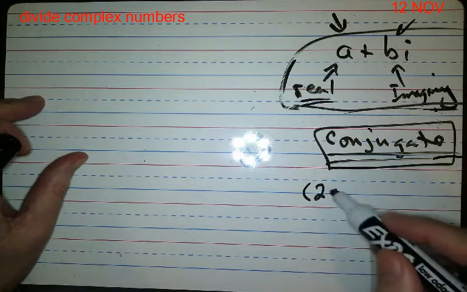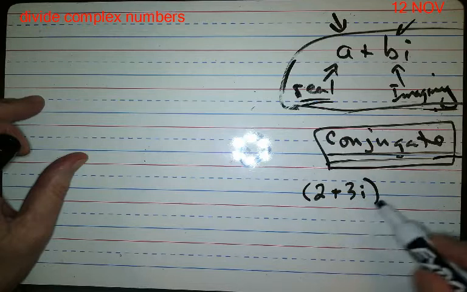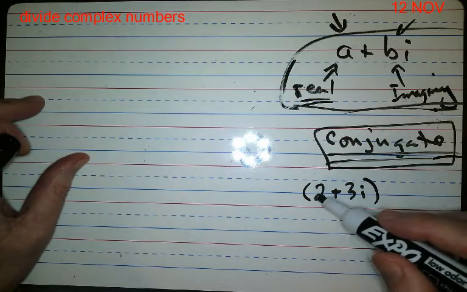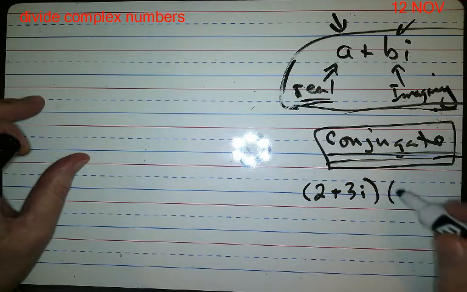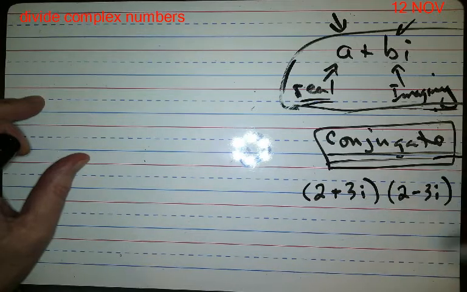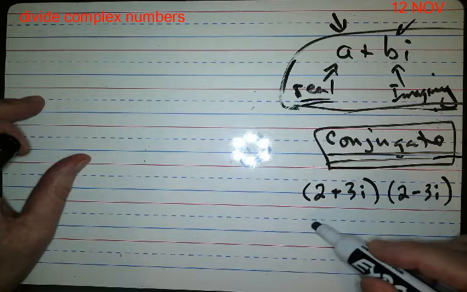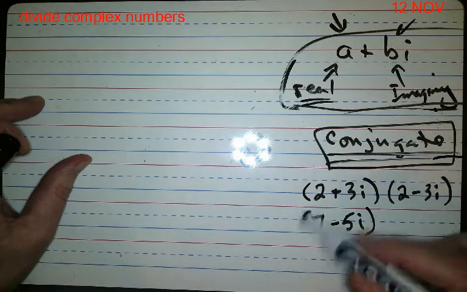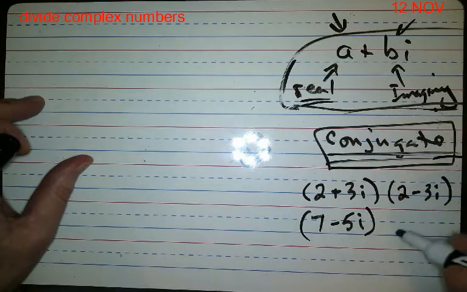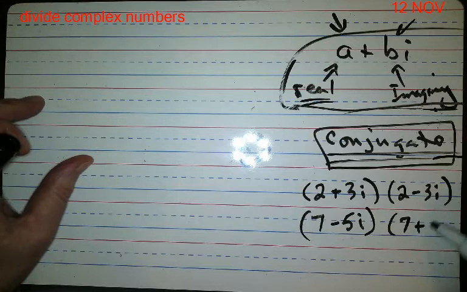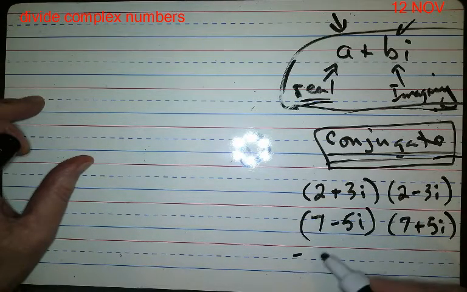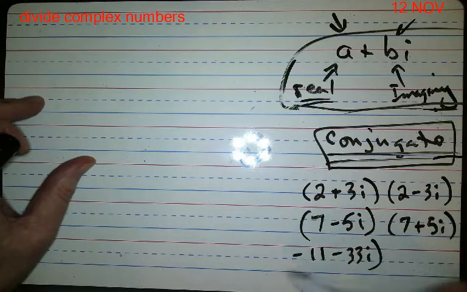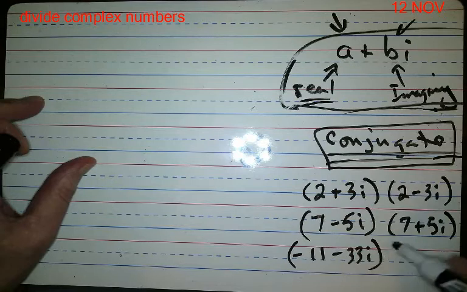Well, take the number 2 plus 3i. The conjugate of this has to have the same exact real number, but the opposite imaginary number. So 2 minus 3i would be the conjugate. What if I started with 7 minus 5i? Well, then the conjugate has to have exactly the same real number and the opposite imaginary number. So it doesn't matter what number is in front, or how big it is or anything. You have to have exactly the same real number, but the opposite imaginary number.